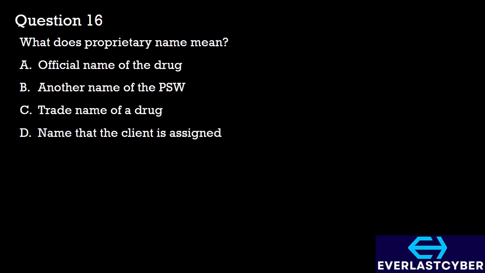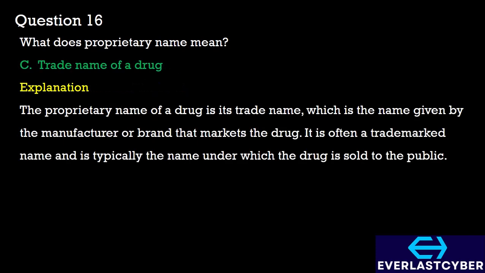In option D, this is unrelated to drugs. A client's name is personal and it is not associated with the proprietary name of a medication. So our answer here is option C. The proprietary name of a drug is its trade name, and it is a trademark name under which the drug is sold to the public.